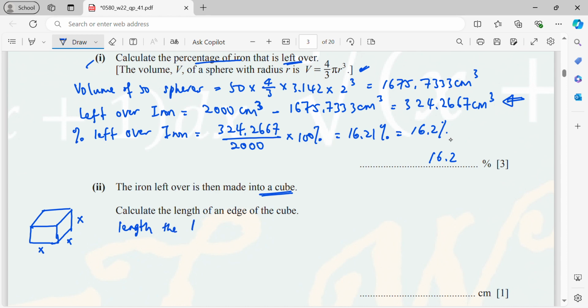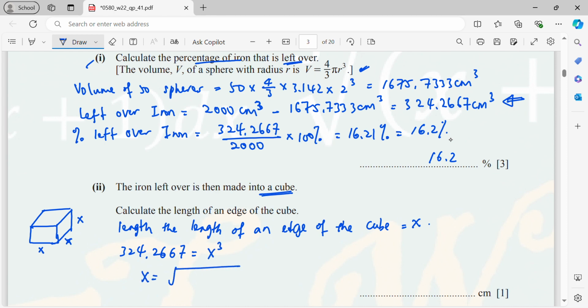the length of an edge of the cube be x. That means now 324.2667, this is the leftover iron. It will be the cube volume. So the cube volume will be x cube. Right? So therefore your x is the cube root of the value. And this is going to be 6.87 centimeters.